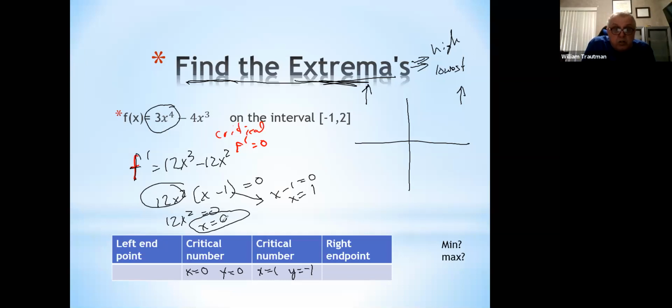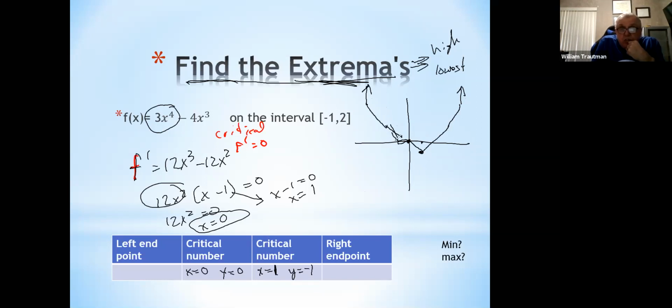We have a critical number at x equals 0, and actually (0, 0) we know is a critical point. And we have a critical number at x equals 1, y equals negative 1. So the only thing we don't know is about the x-intercepts, and we didn't really calculate those out. I can if I want, but I'm not too worried about it. I know the graph goes down here somewhere. I don't know how this is going to work. It's probably going to do something like this. We're going to look at it here in a second on a calculator.